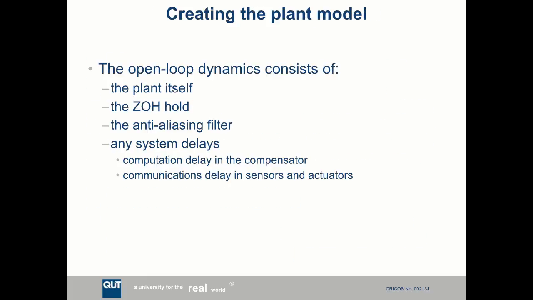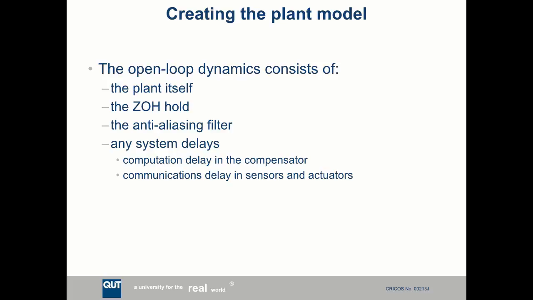When it comes to creating the model of the plant, there are actually a number of aspects, and it's more than just the plant itself, and we've touched on some of these things today. So the open loop dynamics of your system, the dynamics of the plant, absolutely, and very importantly, and probably dominantly. But the zero order hold, which we always have in a digital control system, you may need to account for its dynamics, right? Using the Padé approximation or the Z transform.